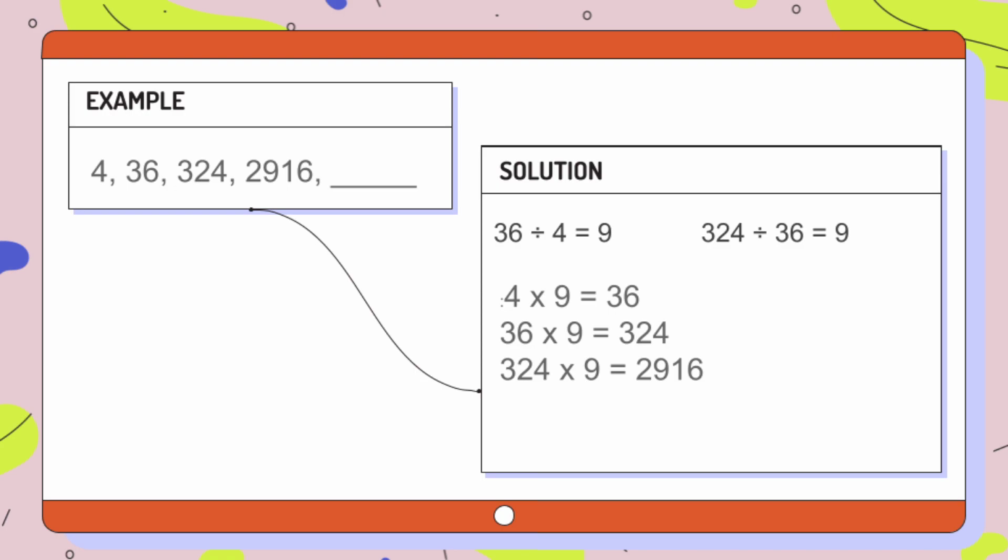If we multiply 4 by 9, it will give us 36. And if we multiply 36 by 9, it will give us 324. Lastly, if we multiply 324 by 9, it will give us 2,916. So, to find the next number, we have to multiply 2,916 by 9, and that's going to give us 26,244.